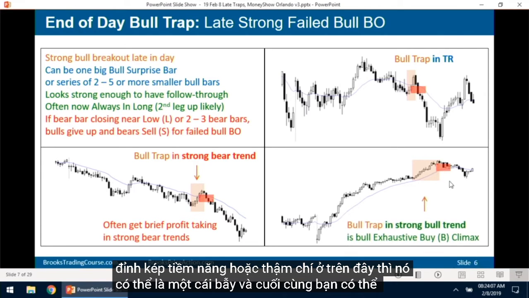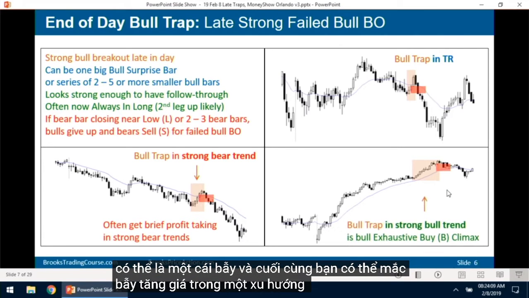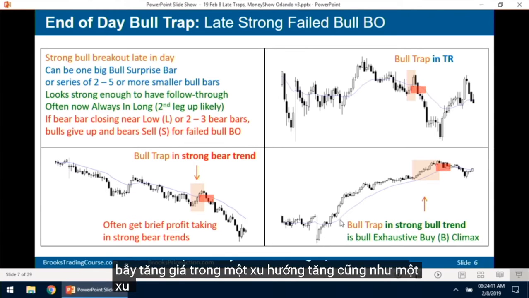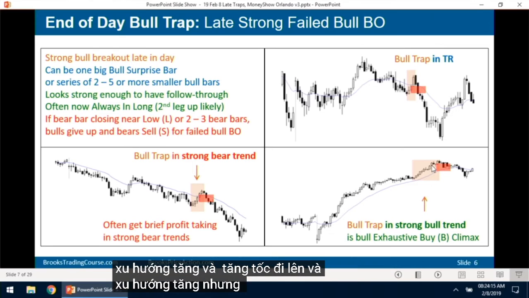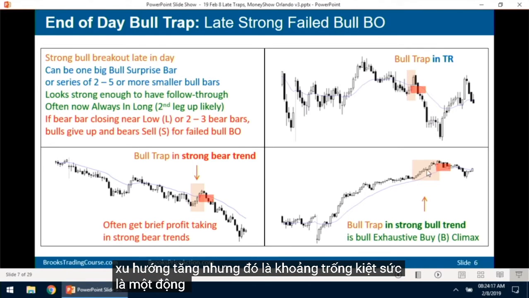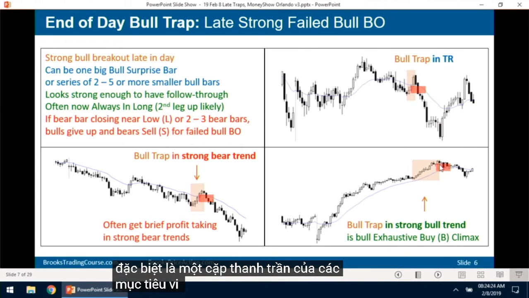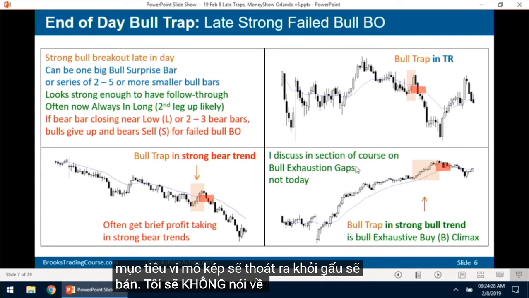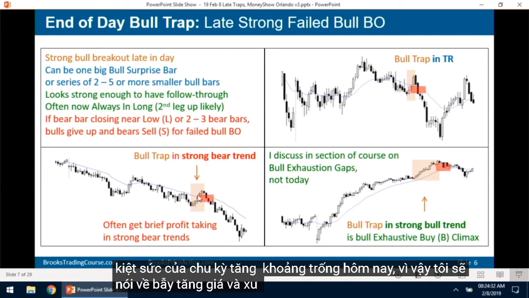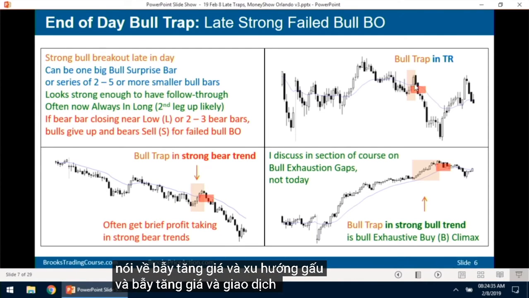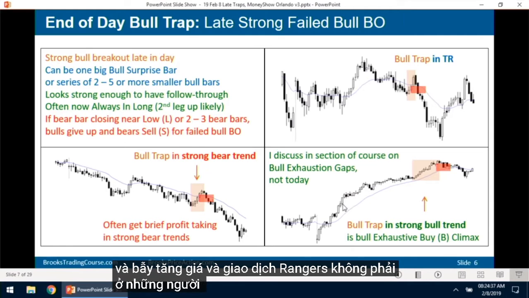And finally, you can get a bull trap in a bull trend as well. A bull trend and then an acceleration upward in the bull trend, but it's an exhaustion gap, an exhaustive move. Same principle: you start to get bear bars, especially a pair of bear bars, a micro double top. Bulls will get out, bears will sell. I am not going to be talking about bull exhaustion gaps today. I'll be talking about bull traps in bear trends and bull traps in trading ranges, not in bull trends.